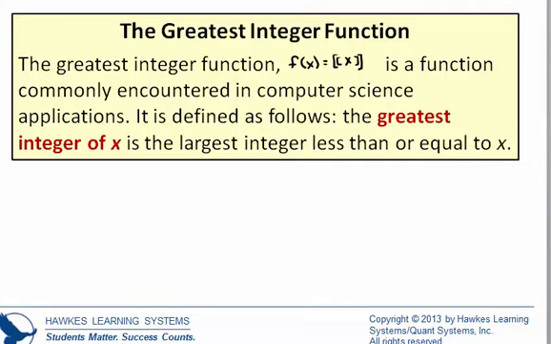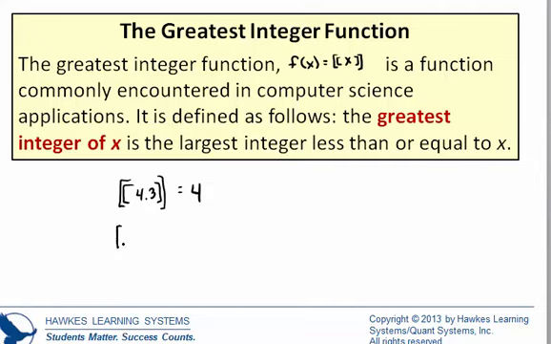So for example, if we had the number 4.3 inside the double brackets for greatest integer, then 4.3 would return 4. It gives us the largest integer that is less than or equal to the number inside the brackets. And so 4 is the largest integer that is less than or equal to 4.3.